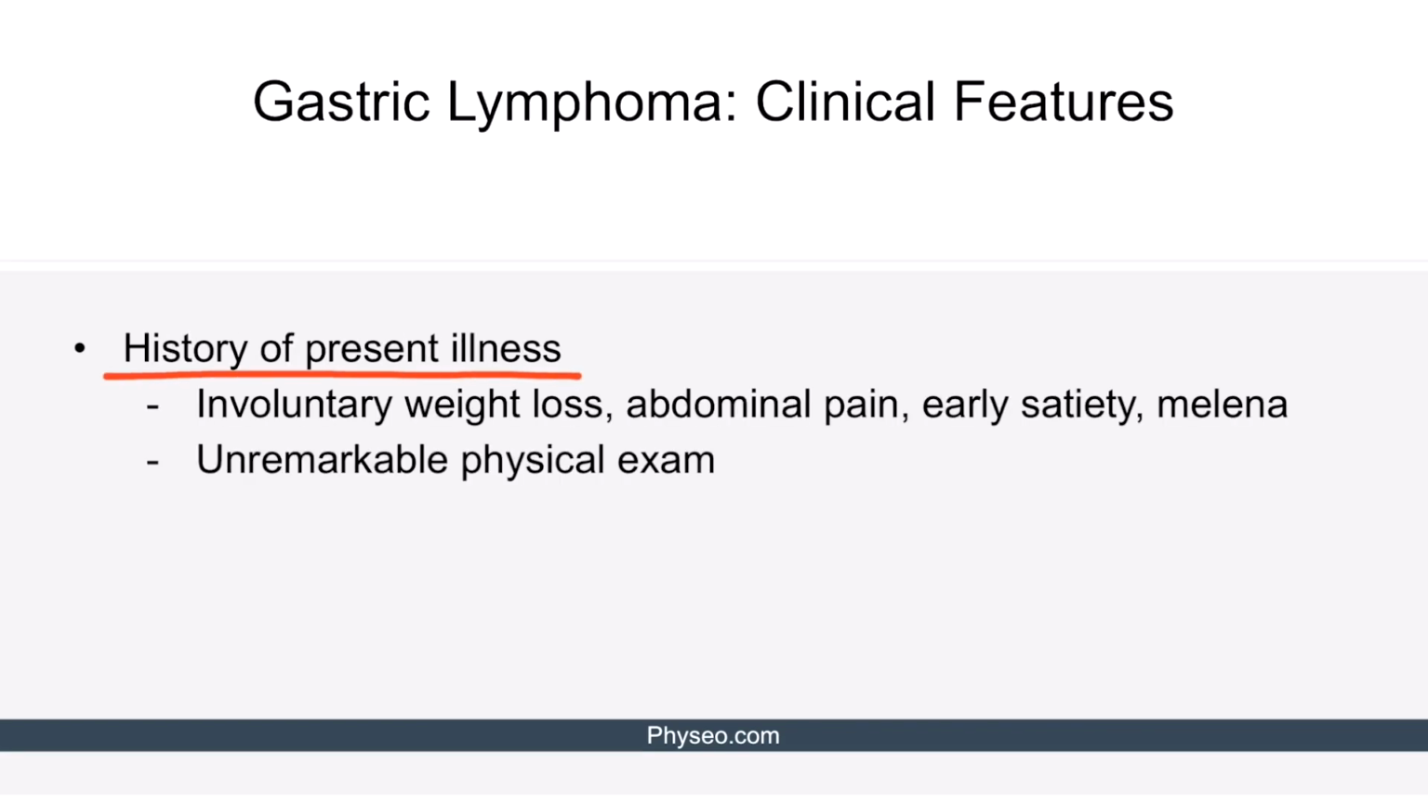Let's discuss the clinical features that we may see in patients with gastric lymphoma. Gastric lymphoma presents similarly to gastric adenocarcinoma with involuntary weight loss, abdominal pain, early satiety, and melena. Physical exam is often unremarkable.